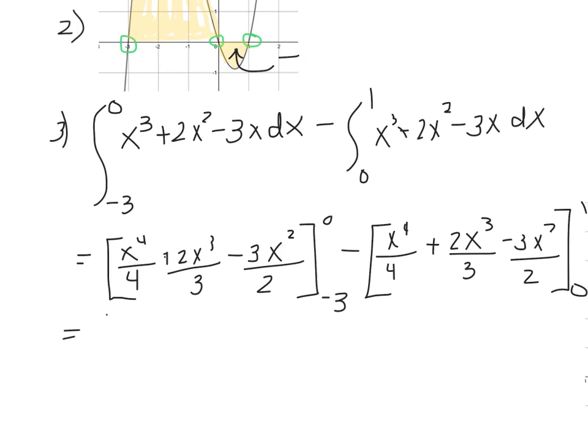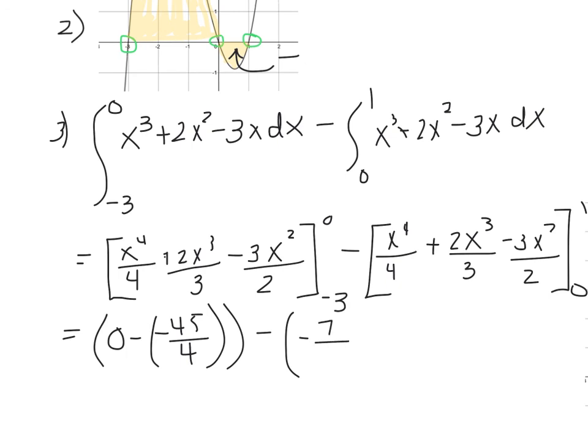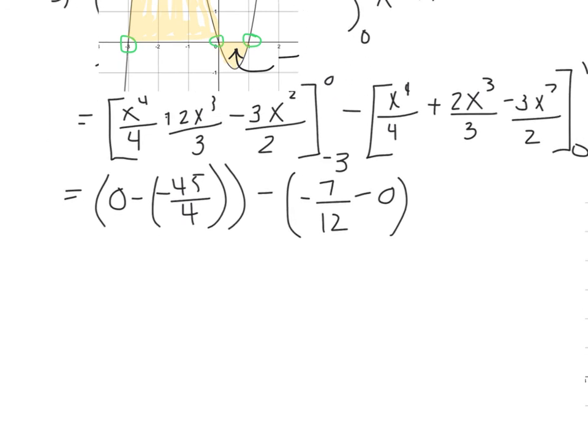I'm not going to go through all of those with you, but when you plug 0 in for your upper boundary, you end up with 0. Plugging -3 in for our lower boundary gives us 0 subtract -45 over 4, subtract -7 over 12, which is our value when we plug in 1 for x, minus 0. So I end up with positive 45 over 4 plus 7 over 12.